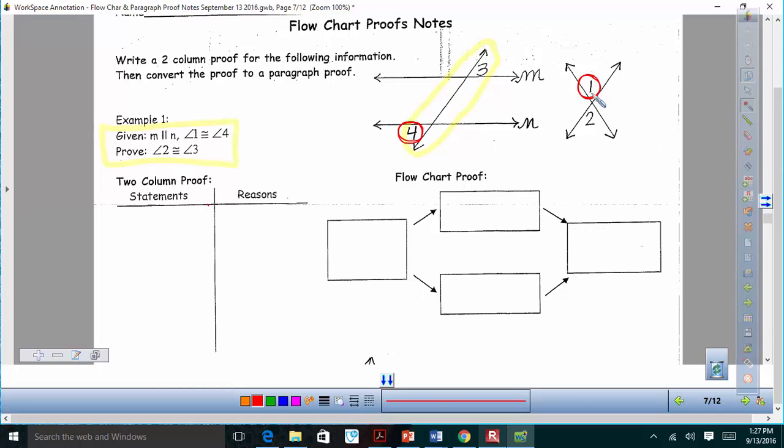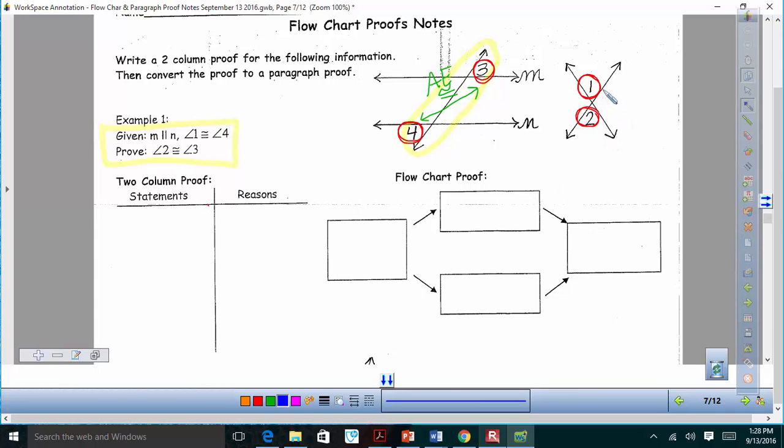Okay? So there's 2 of them, and then my proof tells me that we want to prove angle 2 is congruent to angle 3. So I'm going to circle 3 and 2 as well. So those are going to be the only 4 angles that I can use. All right? So let's go ahead and figure out the relationships here. What relationship do 4 and 3 have? They're alternate exterior, okay? So I'm going to write AE here in my picture, because remember we're doing a picture proof first. So what do we know about alternate exterior angles? They're congruent. So I'm also going to put congruent here.